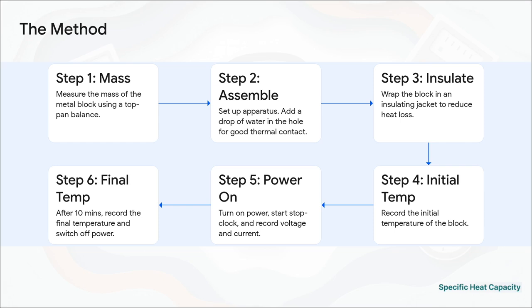Then you wrap the whole thing in an insulating jacket, jot down the starting temperature, and flick the power on for, say, 10 minutes. While it's on, you need to record the voltage and the current, and finally, you watch the thermometer and record the highest temperature it reaches after you've switched the power off.